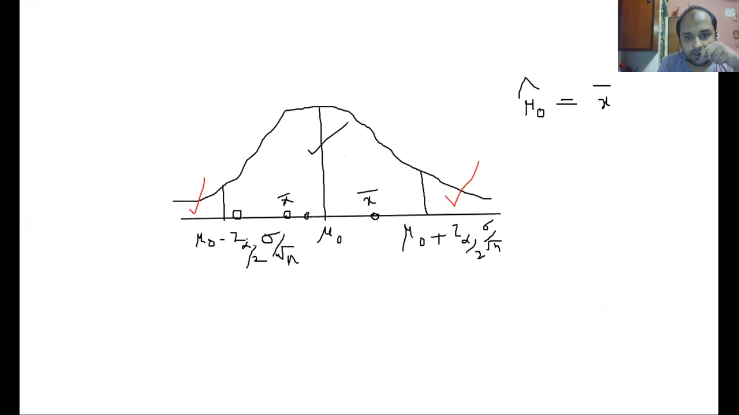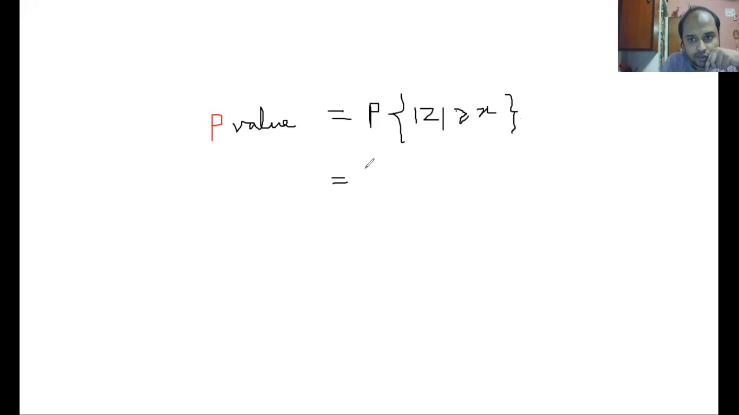So the definition of p-value is this. The p-value is defined as: p-value is equal to twice the probability of mod of z greater than or equal to mod of small x. Okay, this is the definition of p-value, and it can be written in the following forms also.